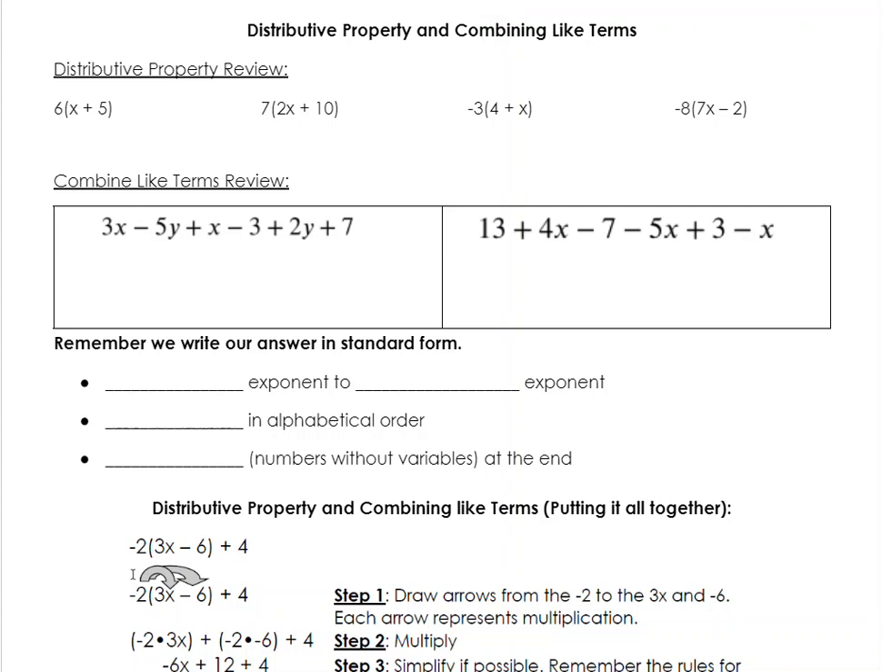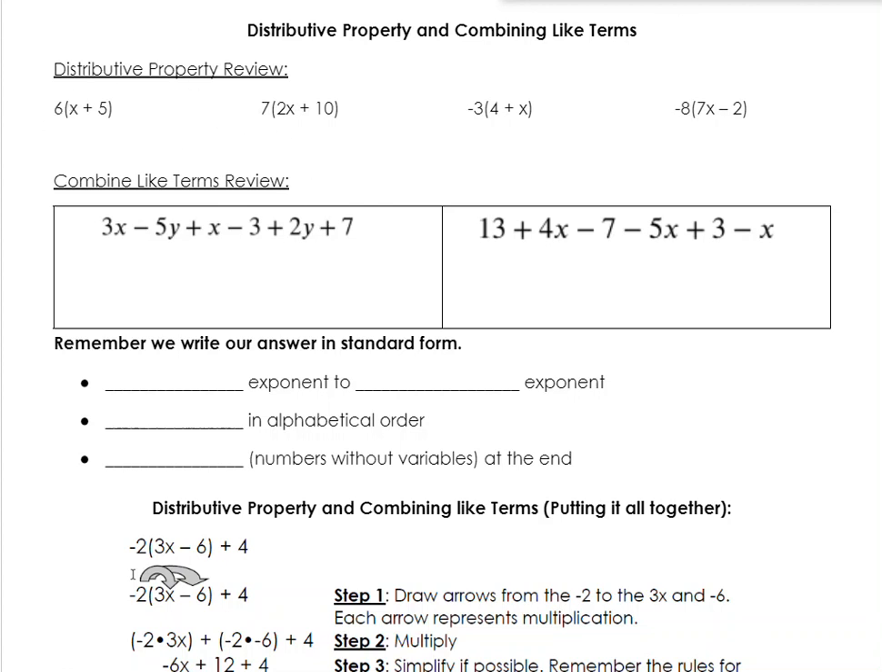Hello and welcome to Algebra, where today we're going to learn how to distribute and combine like terms together. We're putting it all together. So we did distribute property already, we did combining like terms already, but now we're going to put those two skills together. Alright, so distribute property, let's do a quick review.